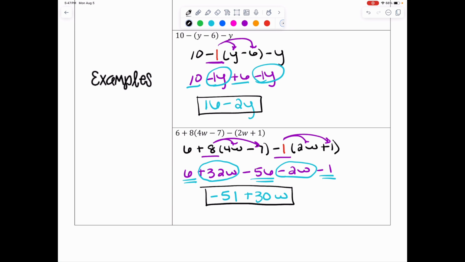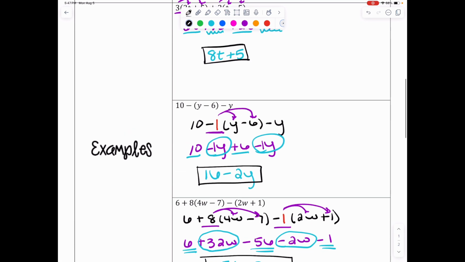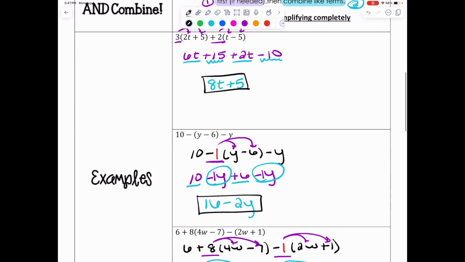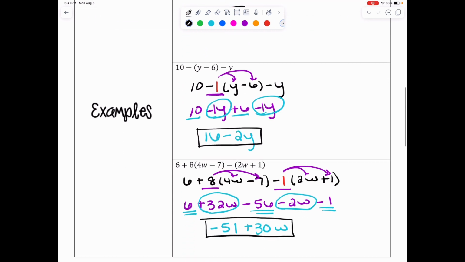I also tried to do what we talked about in the previous lesson, that it doesn't matter how you code your like terms. Lines, squiggles, circles, double underlines, boxes. You do whatever you have to do. The important part is coding to find out what's alike.